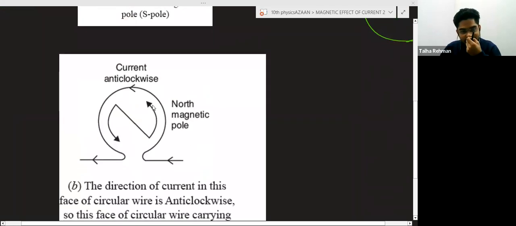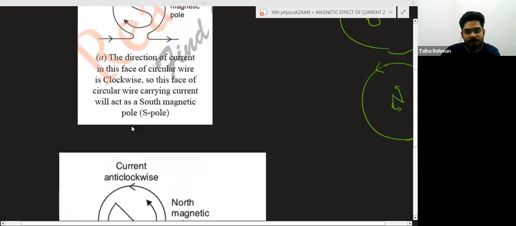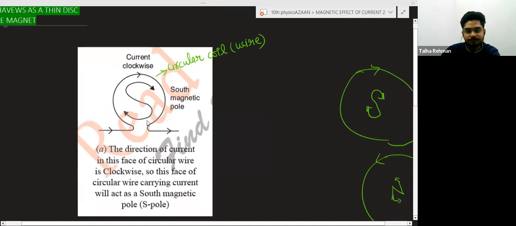Now if the current is in the anti-clockwise direction, then it will behave as a north magnetic pole, and the other side will be the south magnetic pole. So anti-clockwise north pole, clockwise south pole.